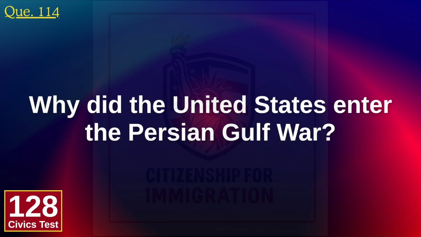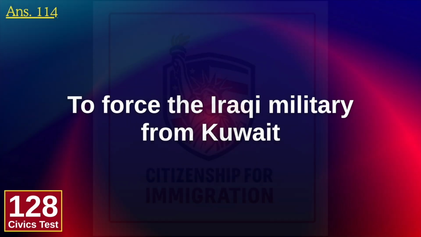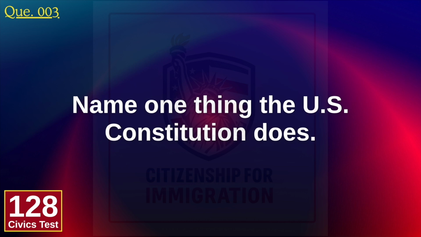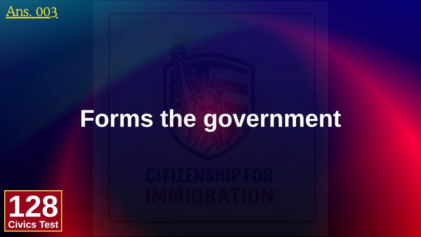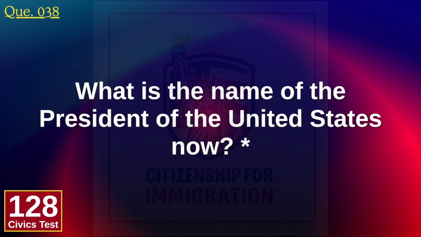Why did the United States enter the Persian Gulf War? To force the Iraqi military from Kuwait. Name one thing the U.S. Constitution does. Forms the government. What is the name of the President of the United States now?